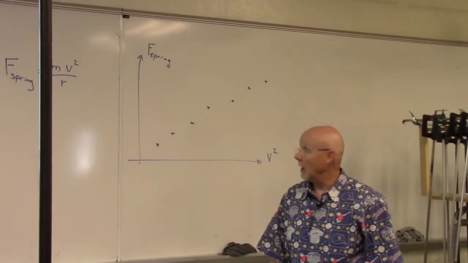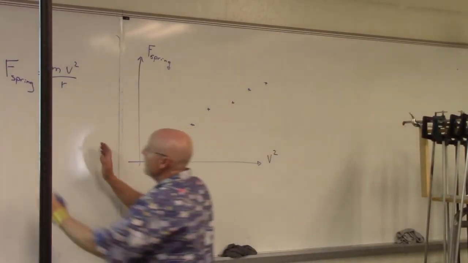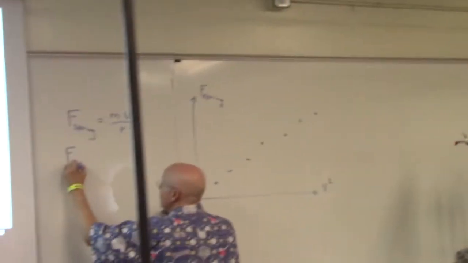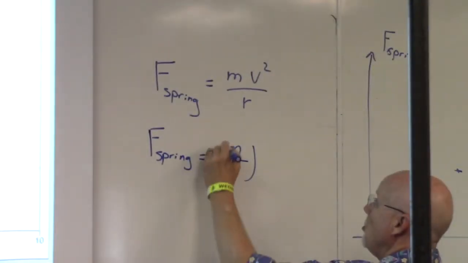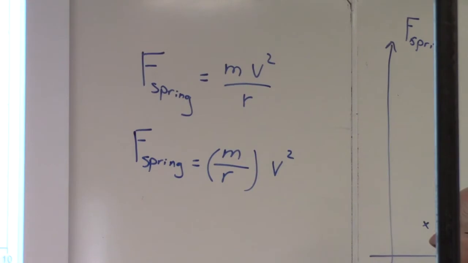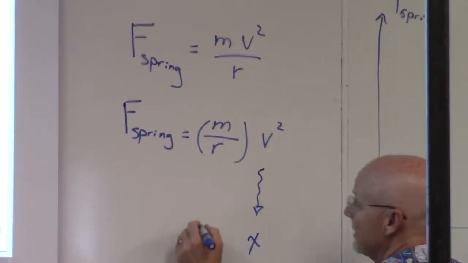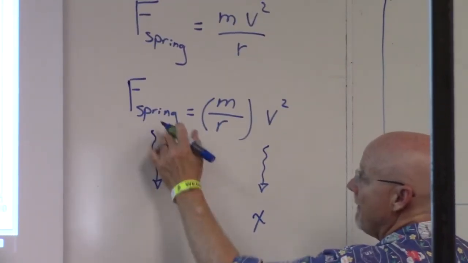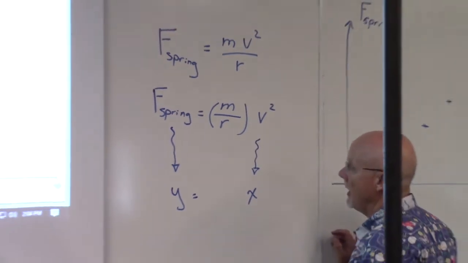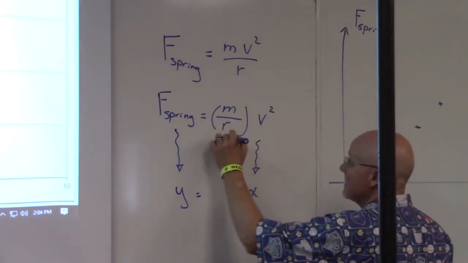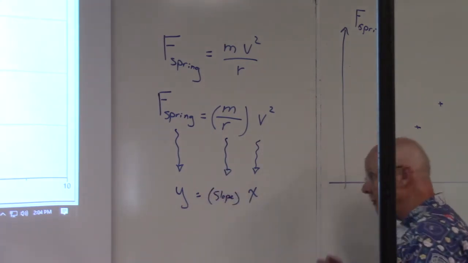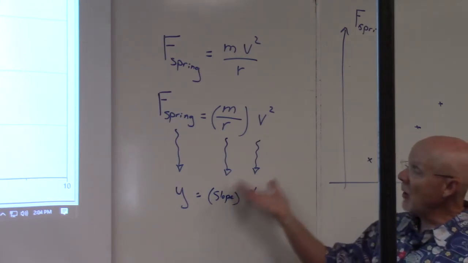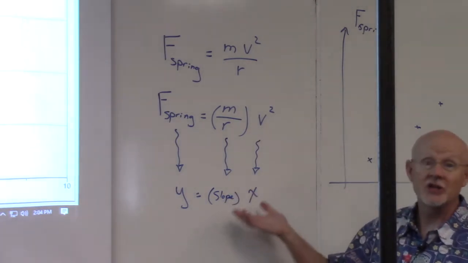Hopefully, you will get something that looks like this. Roughly a straight line. Here's why. Let me rewrite this so it's kind of easier to see. You think about velocity squared as the x, and the force from the spring as the y, and this right here as the slope of a line. This equation is the equation of a line.